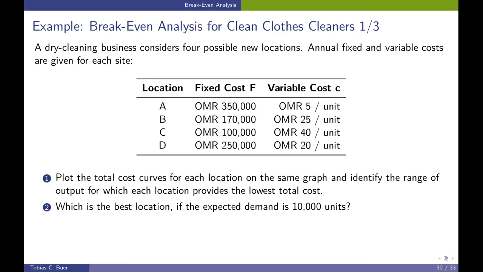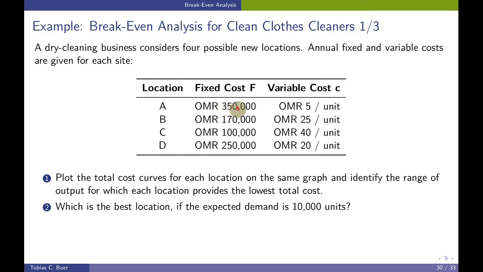We apply the break-even analysis on a dry cleaning business. A dry cleaning business is looking for a new location to expand their business. They identified 4 locations, called A, B, C, and D. For each of these locations, they already identified the annual fixed cost and the variable cost. The annual fixed costs probably are related to the rent payment.